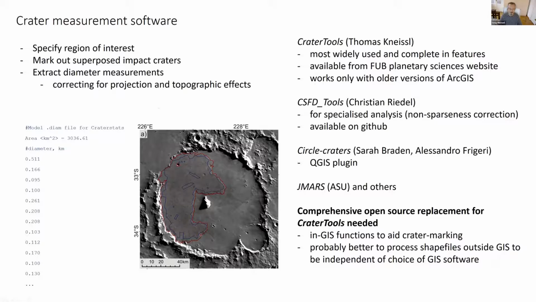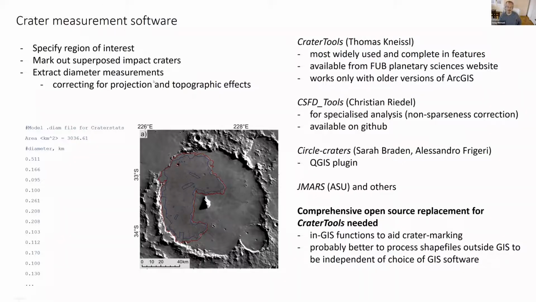These days we do that inside the GIS system, and you want to extract your diameter measurements, and you want to correct for the image projection and possibly for topographic effects. So if you're counting on an irregular body, but your image projection is to a sphere, then there will be some distortion in the crater diameters that you measure on that image. So if you also have a 3D model of the body of interest, you can make corrections for that.